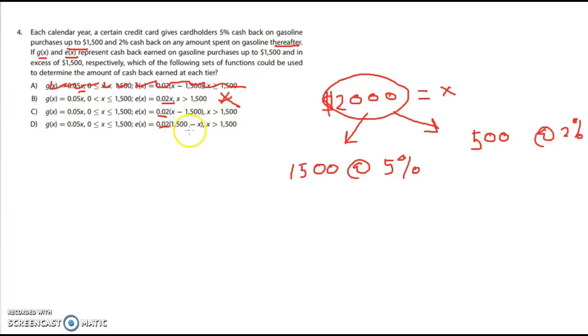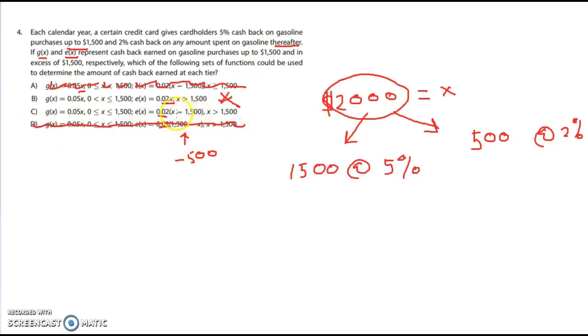And then same thing, look at this one for a minute. If x is 2,000, $1,500 minus x would be negative $500. Well, that would essentially mean we're losing money, so that can't be right either. So that has to be out.